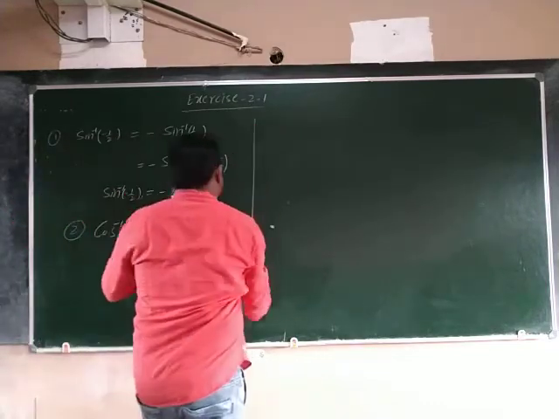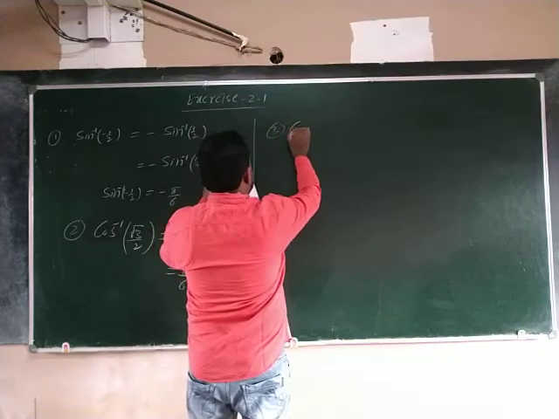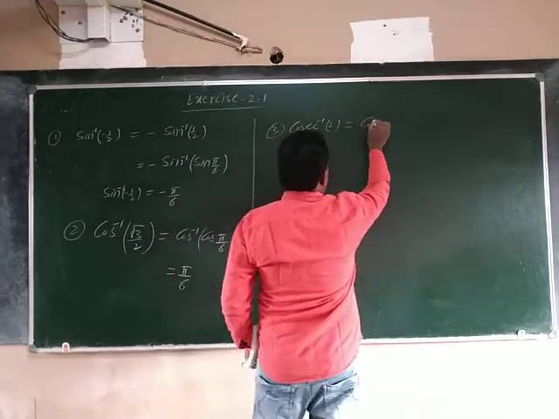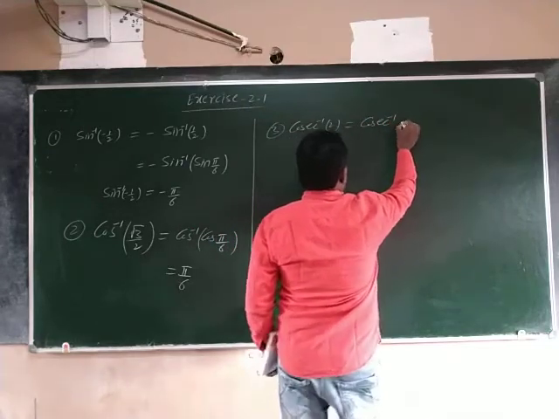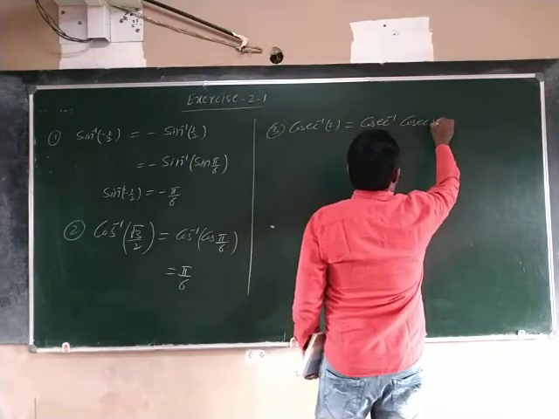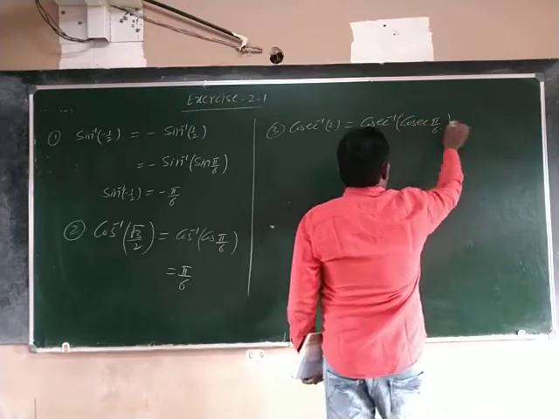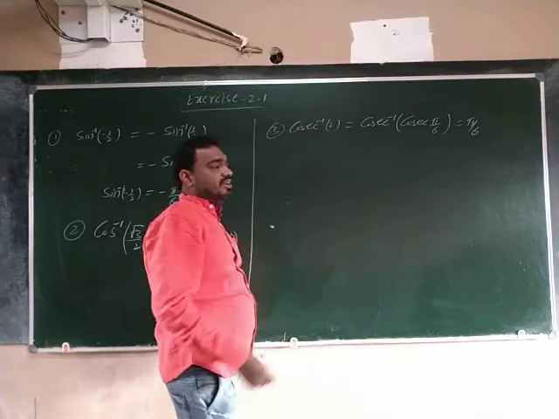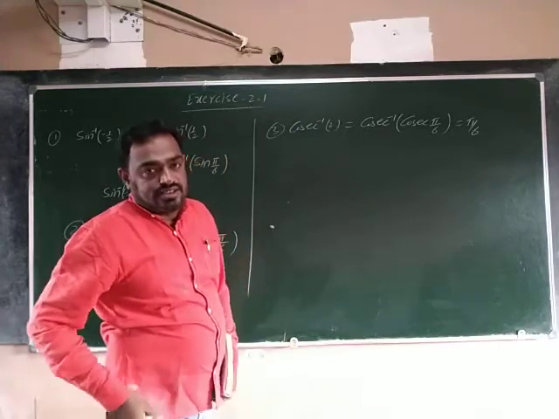Next, third question. Cosecant inverse of 2. Cosecant inverse of 2 is equal to, how are we writing, cosecant inverse of cosec pi by 6. So that is equal to pi by 6 only. If we know the trigonometric values, then it is easy.